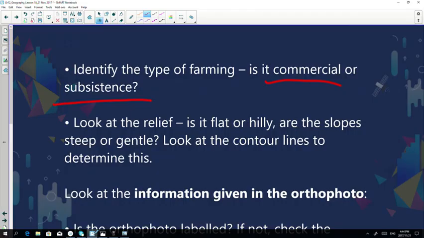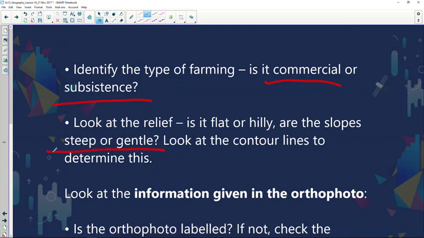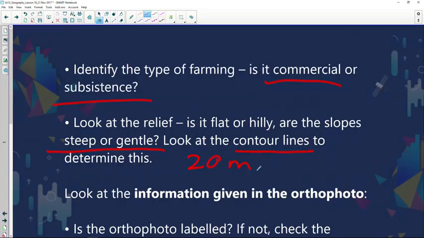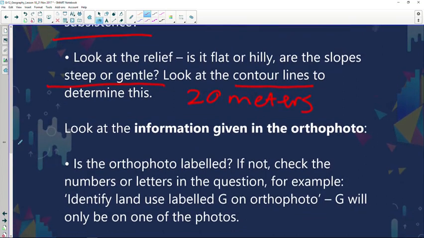Now, very importantly, to be able to look at the relief, how steep or gentle the slopes are, we look at the contour lines. Like I've mentioned, contour lines represent altitude. It's lines joining places with equal altitude, and the contour interval is 20 meters. Now, there's another set of information. If we look at the orthophoto, you will also receive the orthophoto. The scale of the orthophoto is 1 to 10,000.